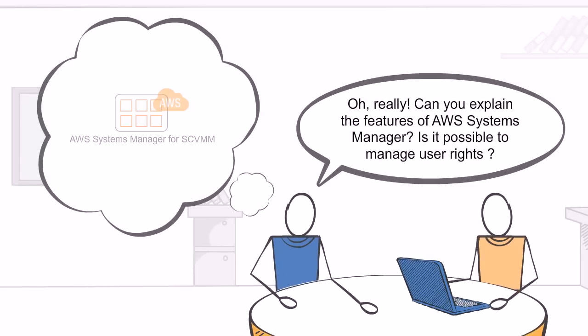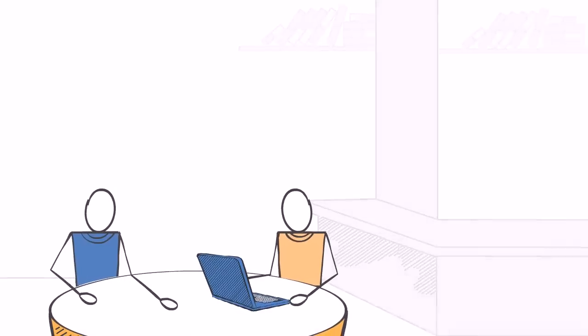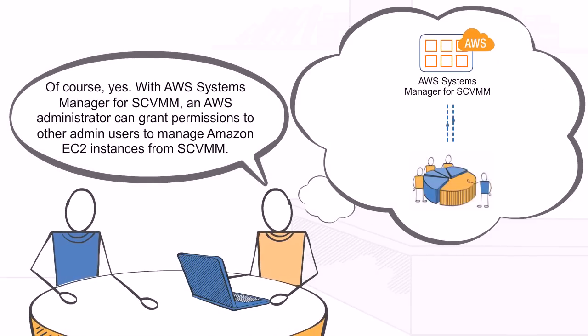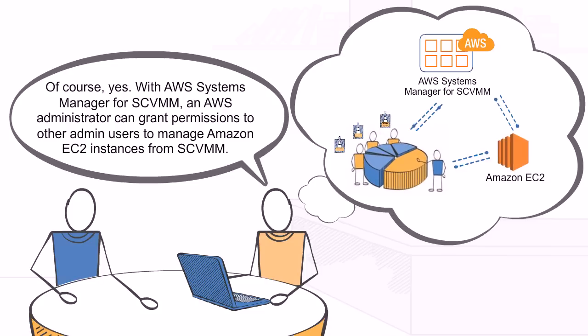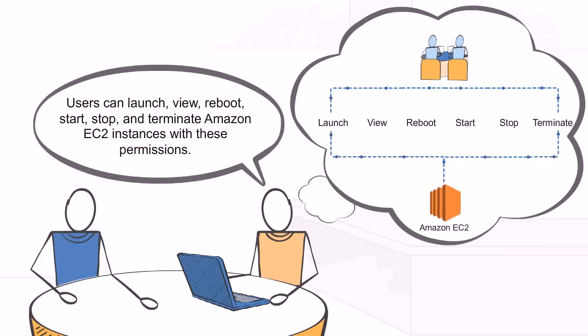Oh, really? Can you explain the features of AWS Systems Manager? Is it possible to manage user rights? Of course, yes. With AWS Systems Manager for SCVMM, an AWS administrator can grant permissions to other admin users to manage Amazon EC2 instances from SCVMM. Users can launch, view, reboot, start, stop, and terminate Amazon EC2 instances with these permissions.